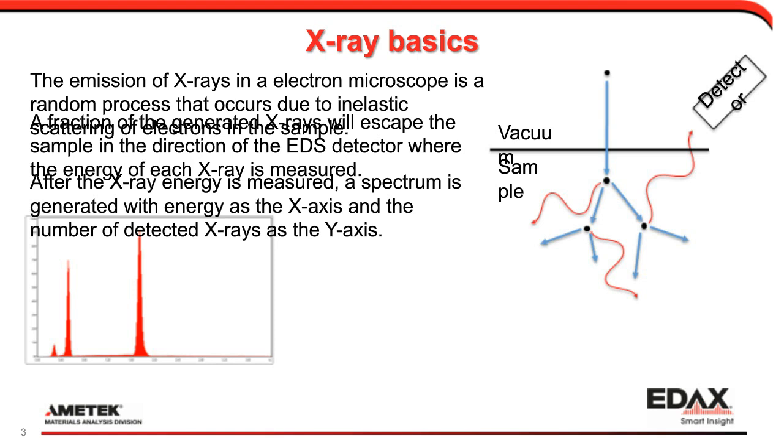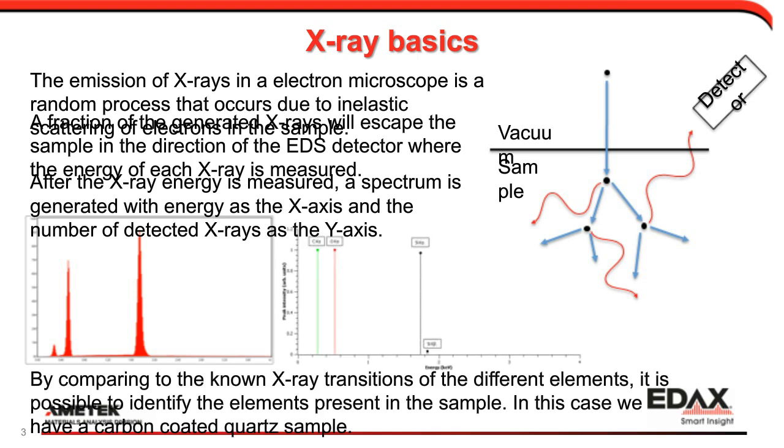Once we have a spectrum built up, we then compare to our known values of the X-ray transitions for the different elements. So these are very well documented, and we can go through databases or other resources to figure out exactly where the different transitions are and what the transition probability is.